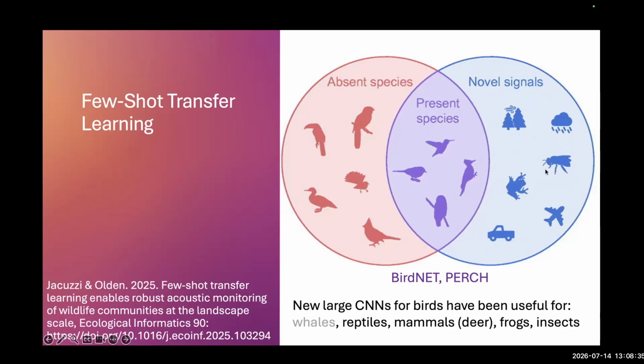But you can also use these models to detect novel signals. So you can get wind and rain, insects, amphibians, mammals, other stuff. And in my lab, we've been using large CNNs, these BirdNet and Perch, for detecting reptiles, mammals, including deer and other things, frogs, and insects. I've put whales here because other people have used them for whales. So the point is that you can put a sound into these models and quickly create a recognizer for a sound that is not already in the model.